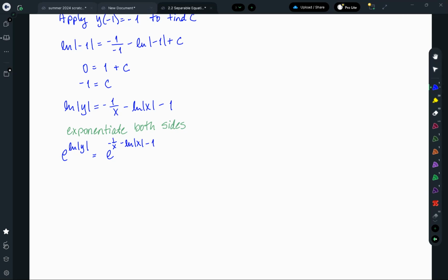Now, properties of exponents and natural logs. On the left-hand side, e and the ln, they undo each other and they leave behind y. On the right-hand side, instead of writing this as 1 e with triple exponents that are all subtracted, I can rewrite this as 3 e bases, each with their own exponent. So that would look like this. E to the negative 1 over x times e to the negative natural log of the absolute value of x times e to the minus 1.